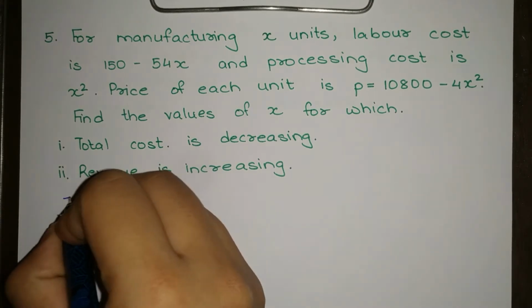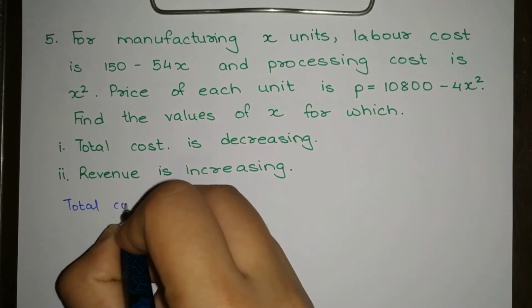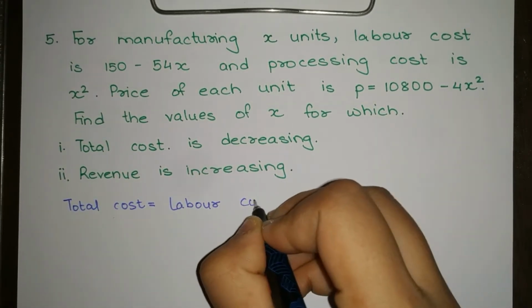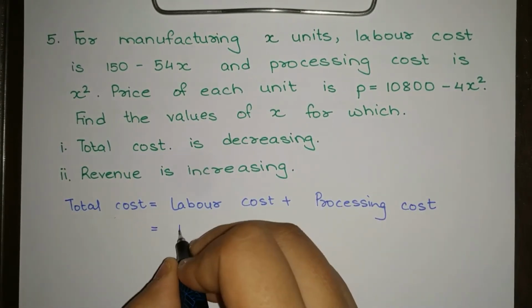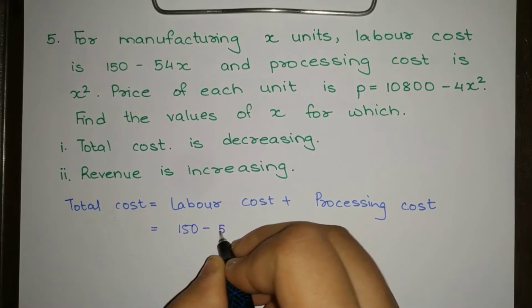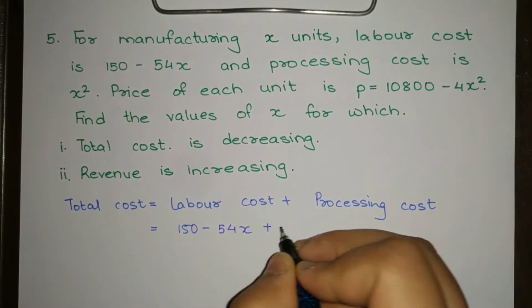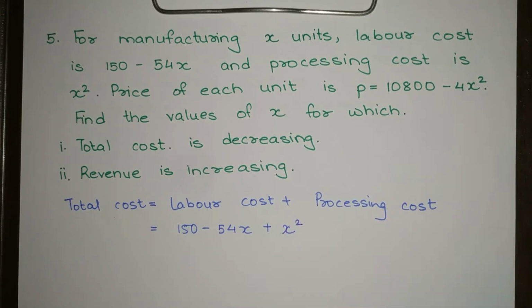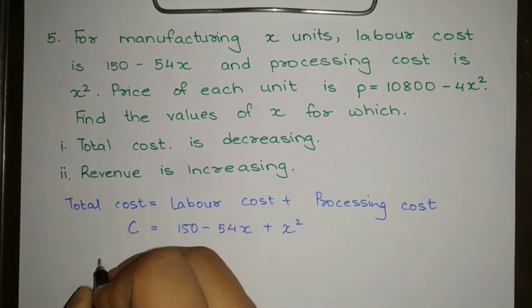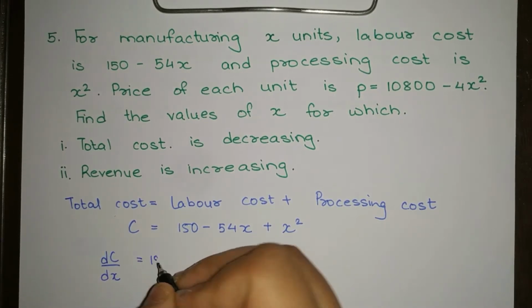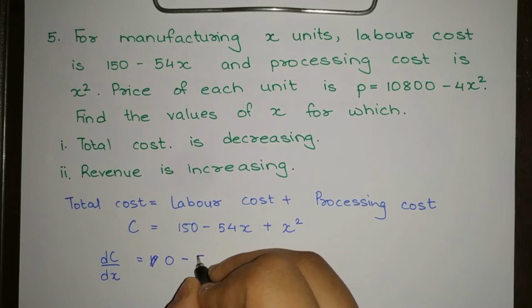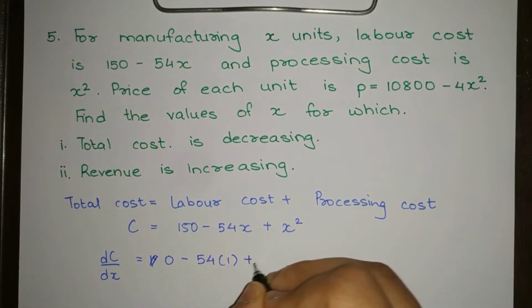Okay. So therefore total cost is equal to which is equal to 150 minus 54x plus x square. Okay. That is the value for total cost. We have to find where this is decreasing. So in that case, we will have to differentiate this with respect to x और फिर उसको lesser than 0 डाल के compare करना होगा. So this is 0 minus 54 into 1 plus 2x.